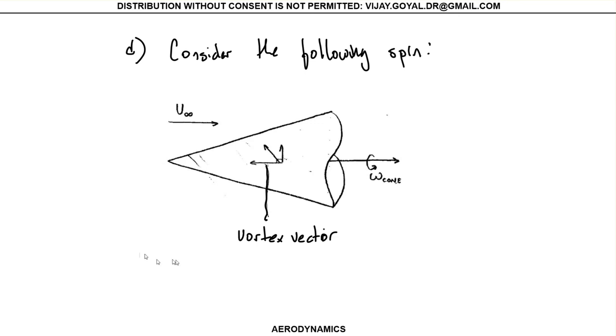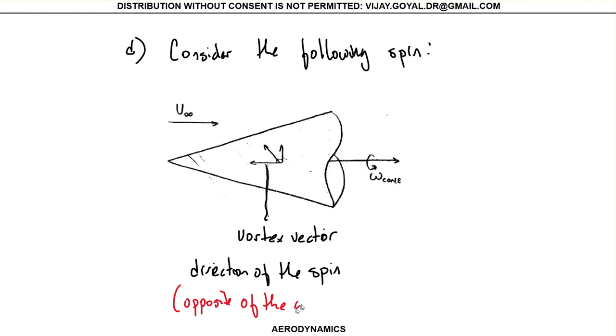Okay, so you can say this is the direction of the spin, that is nothing else than opposite of the cone's spinning direction. Okay?